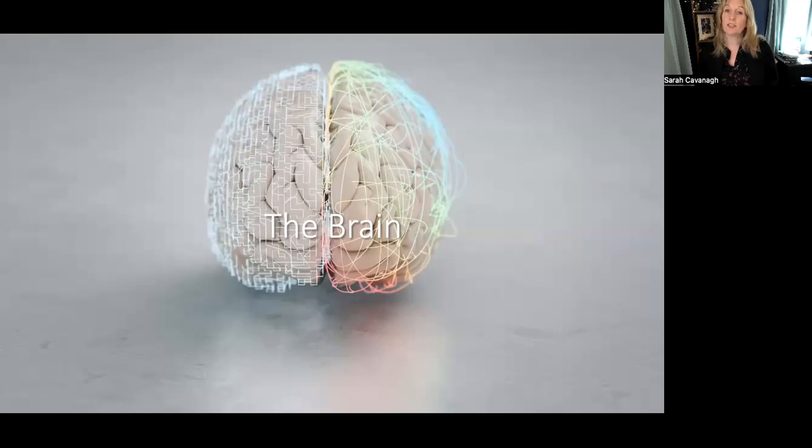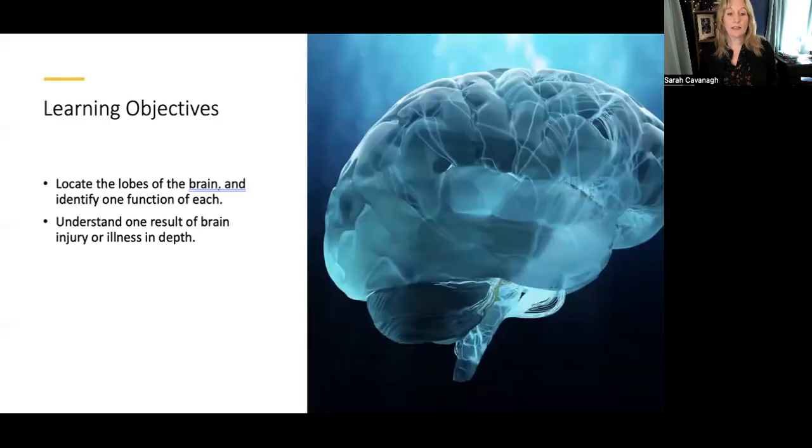And we are here today to talk about the brain, and specifically the lobes of the brain, because if you didn't know it, your brain has 4 distinct lobes. So the learning objectives for this lesson are first to be able to locate the lobes of the brain, to be able to identify one function for each, and to understand one result of brain injury or illness in depth. And believe it or not, we're going to do this all in 5 minutes.